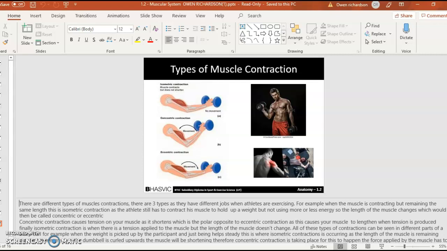Concentric contraction causes tension on your muscles as it shortens, which is the polar opposite to eccentric contraction, as this causes your muscles to lengthen when tension is produced. Finally, isometric contraction is when there is tension applied to the muscle, but the length of the muscle doesn't actually change.